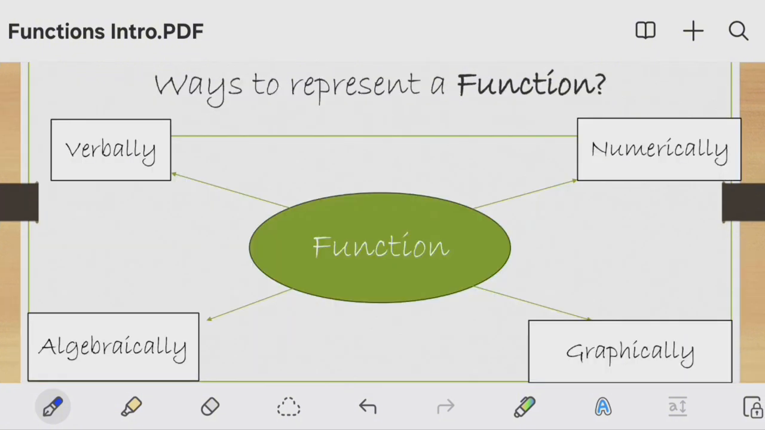Right now that we have an idea as to what a function is, let us talk about ways in which we can represent a function. Of course, we can represent a function verbally through the use of words. For example, in our case of y equals 2x, we may say there exists a function whereby for every input, the output doubles. Remember in our spider diagram example, when the input was 1, the output doubled and it was 2. When the input was 2, the output doubled and it was 4.